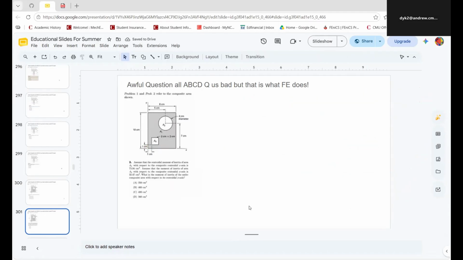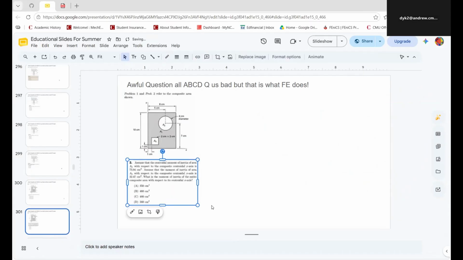Next one. Assume the centroid, I can barely read that. Bigger. Assume that the centroid moment of inertia area A2 with respect to the composite centroid x-axis is 73.94. Assume that the moment of inertia, what is that? I'm assuming it means A3, with respect to the composite x-axis is 32.45. What is the moment of inertia of the entire composite area with respect to the central axis?